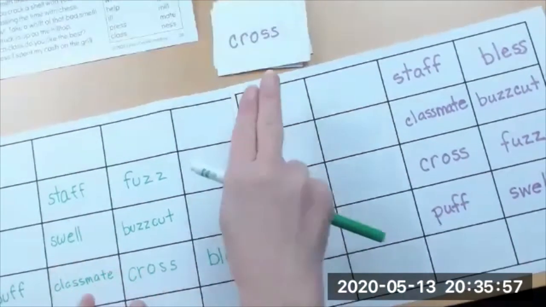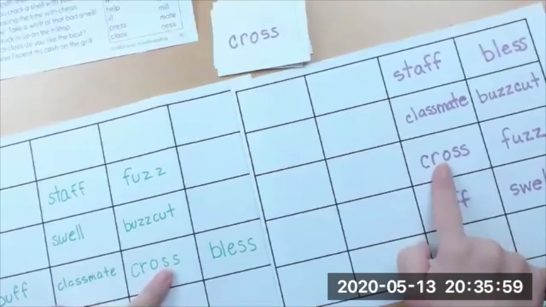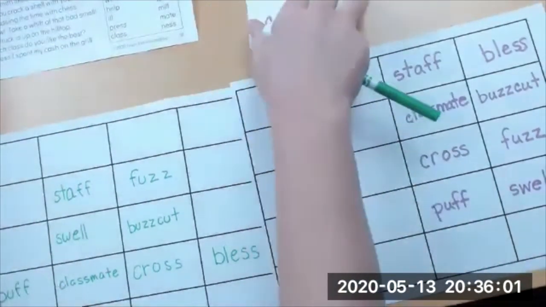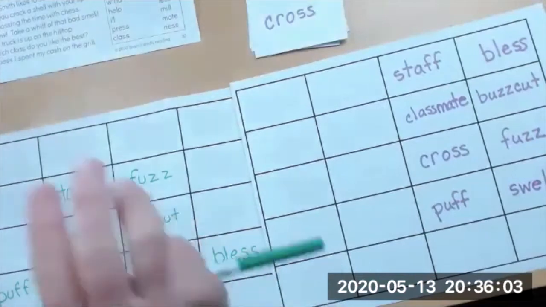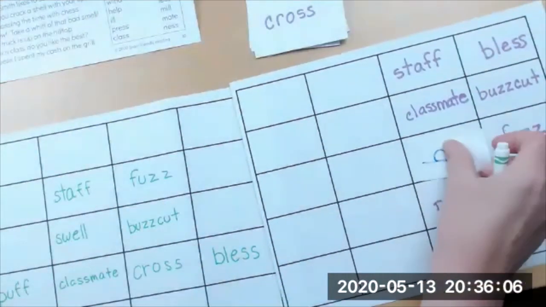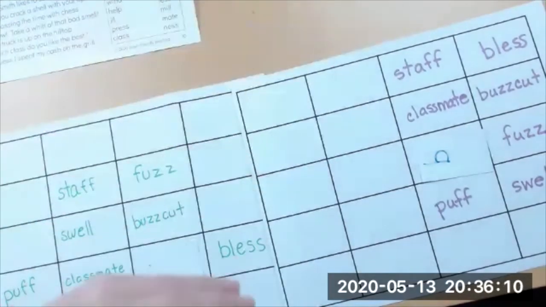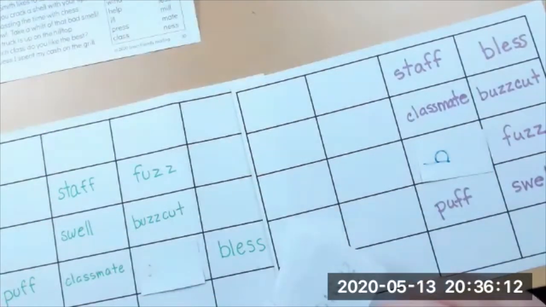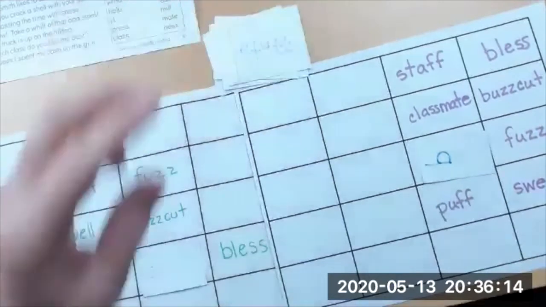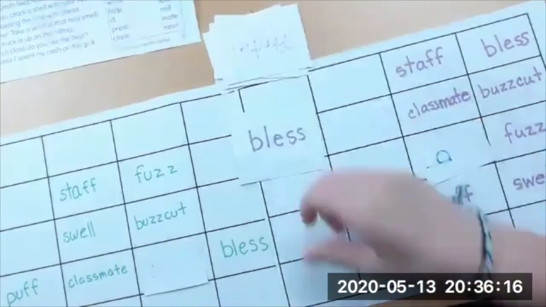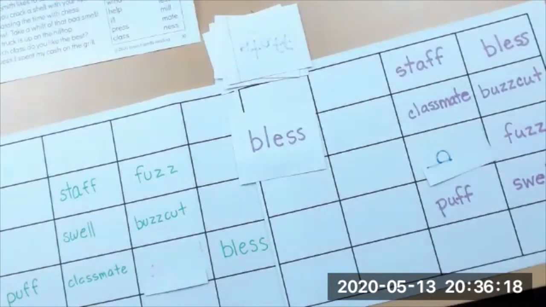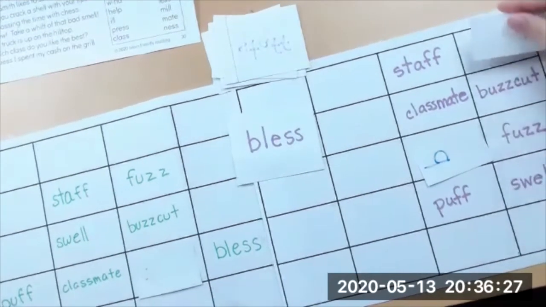So if she found cross, we would put our objects on cross, and we're going to pretend like these are objects where we're going to cover up our cross. And then it would be Grace's turn to choose a card. Bless. And if she can read bless, she doesn't need to arm tap it. If she just reads bless, great. All right, let's find bless. You find bless and I'll find bless.